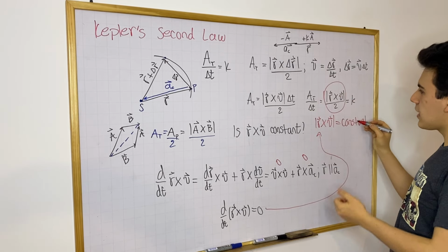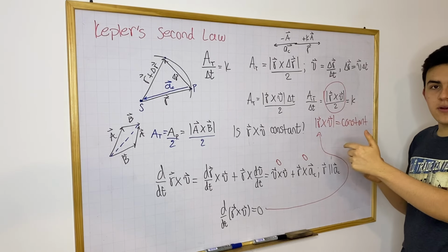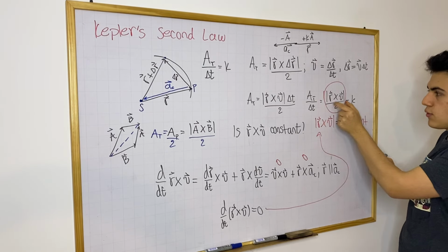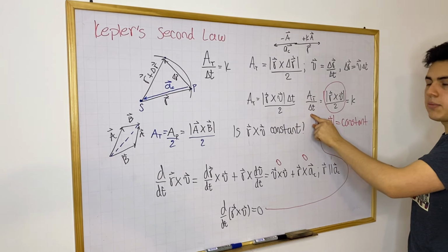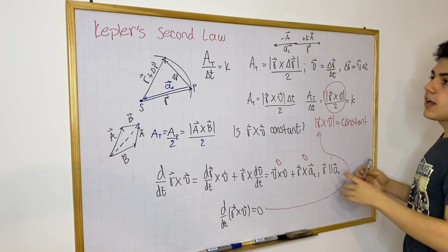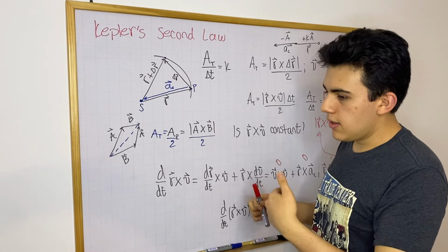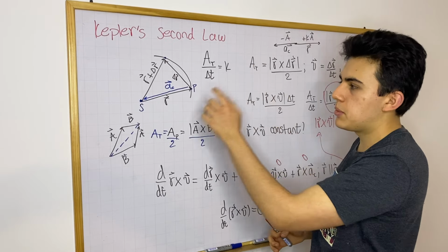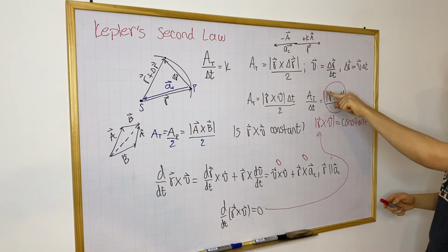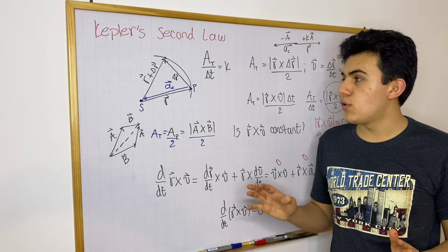This is going to be the factor by which A and the time elapsed differ, okay? So this is the ratio between the area swept by R and the time elapsed, okay? And that is what Kepler's second law says. It just says that in a given interval of time, there's always going to be the same amount of area swept by R. We just showed that that is true for circles. It's the same case for ellipses.